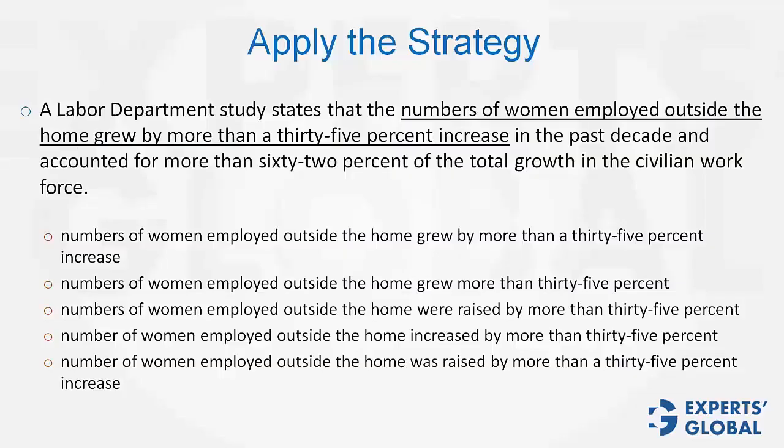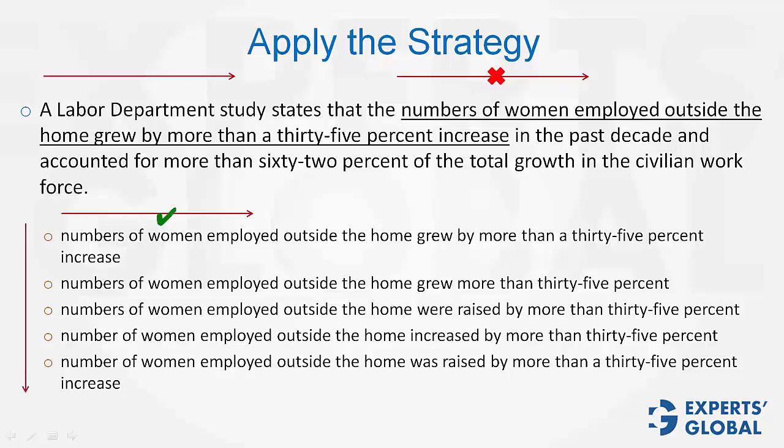Look at this question. The first step would be that we start reading the sentence. A Labor Department study states that, and now, see, the moment we come to the underlined part, we do not read here. An efficient approach would be that now we come down to the answer choices. We start reading here. This is the right approach. So, a Labor Department study states that, and now we must compare the 5 answer choices vertically.